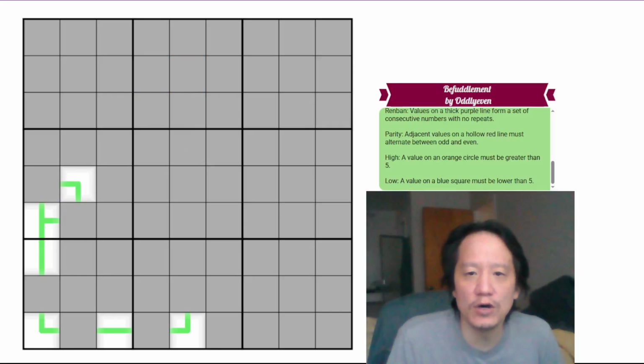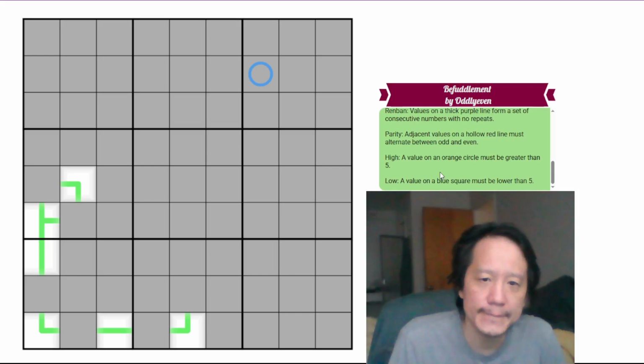A value on an orange circle must be greater than 5. So if this is an orange circle, it must have a value greater than 5. And a value on a blue square must be lower than 5. So say this was a blue square, then it would have to have a value less than 5.